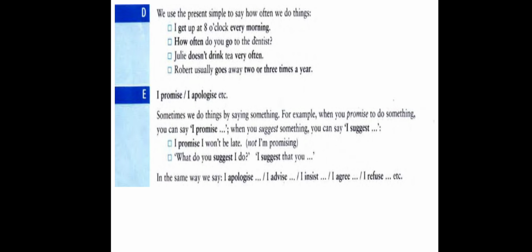When you suggest something, the verb suggest is as well a stative verb of no action. So you use it in the present simple. You say, I suggest, I promise I won't be late. The sentence becomes like this. I is singular, so we use the verb promise in the base form without adding s. So it becomes, I promise I won't be late, not I am promising.